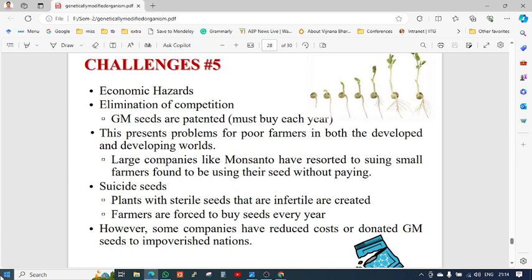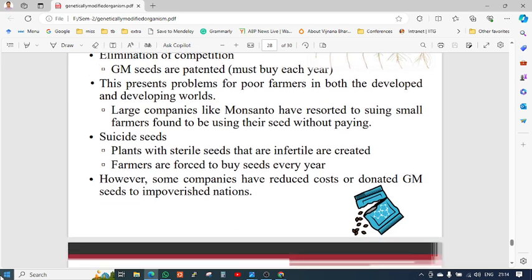However, some companies have reduced the cost of GMO seeds. Some government regulatory authorities are also helping farmers to increase productivity. But this is still a challenge. This is the financial, economic hazard, because poor farmers who have less money are not going to buy the seeds every year, and the price is also so high.